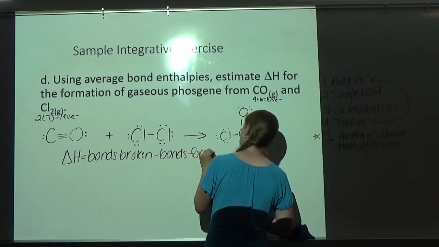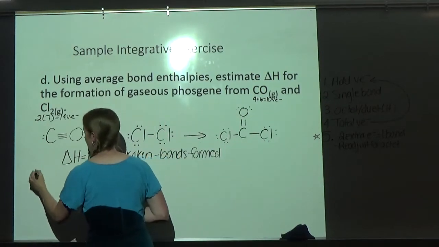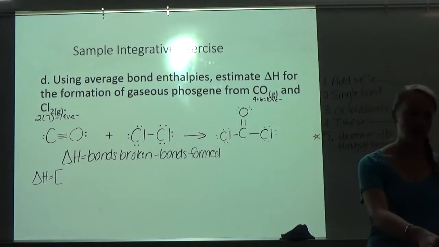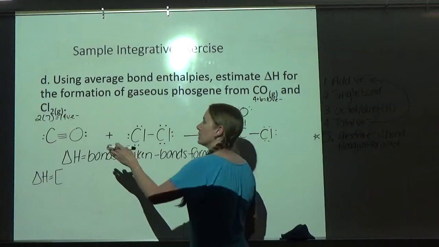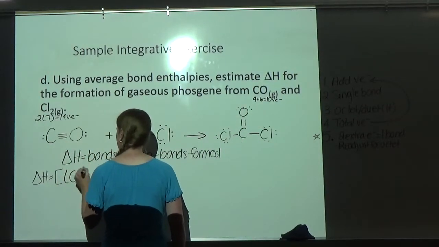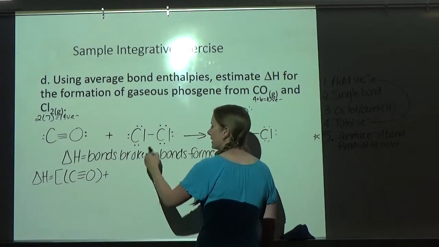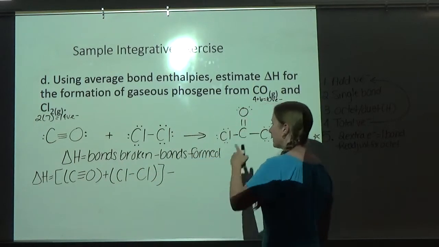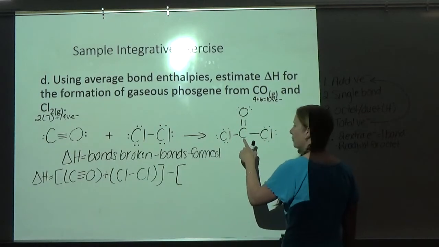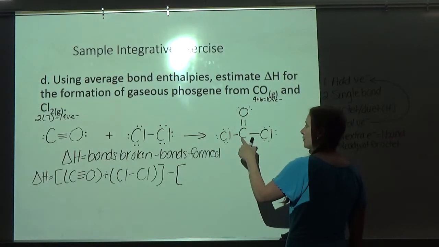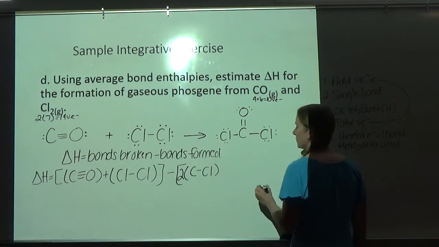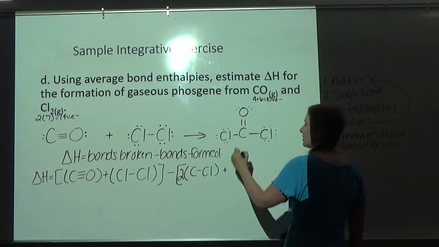All right, so let's write out what it would be first. And y'all, once you get good at these, you don't have to sit there and write everything out like I'm doing right now. Okay, so we're going to break this CO triple bond. We are going to break a Cl-Cl single bond. And then bonds formed. So I'm going to form two CCl bonds. So see, here's a CCl bond, here's a CCl bond. So we're going to form two of those, so I'll put it times 2. And then we're going to form a C double bond O.